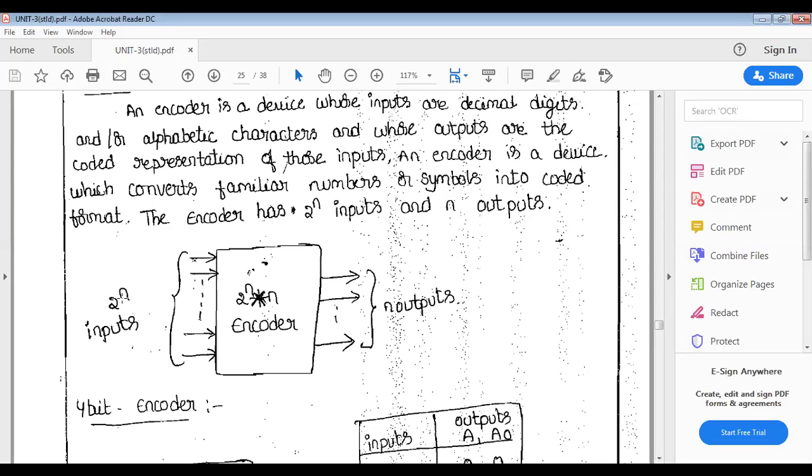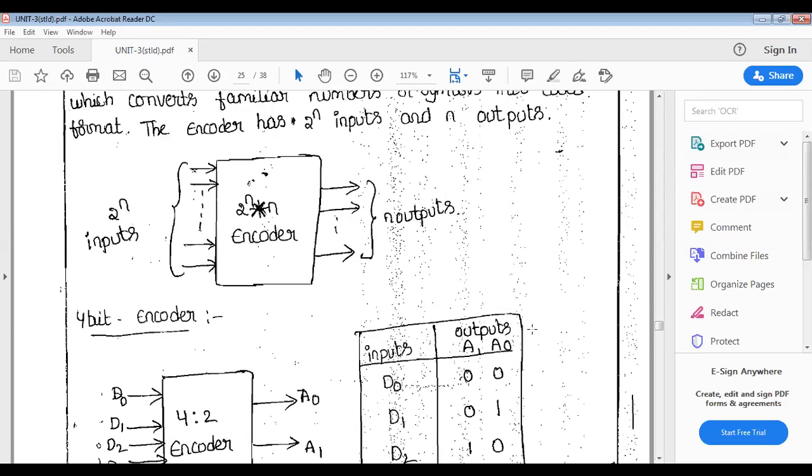N outputs means that whatever power of 2 gives the number of inputs, that many outputs we get in the encoder. So 2 power n. Suppose there are 4 inputs, then 2 outputs. 8 inputs means 3 outputs. 16 inputs means 4 outputs.